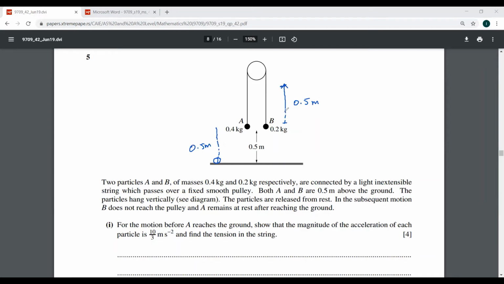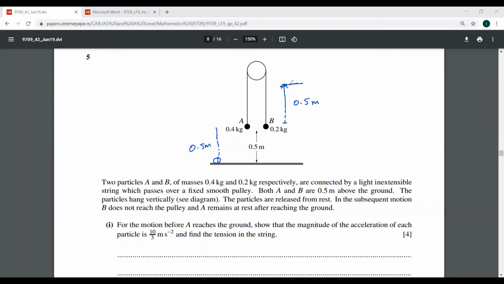Now, you have to imagine, guys, what will happen at the moment when A hits the ground? What will be happening to this particle B? Will it immediately stop, or will it go a bit higher than this point because of its momentum? It will go a bit higher, okay?